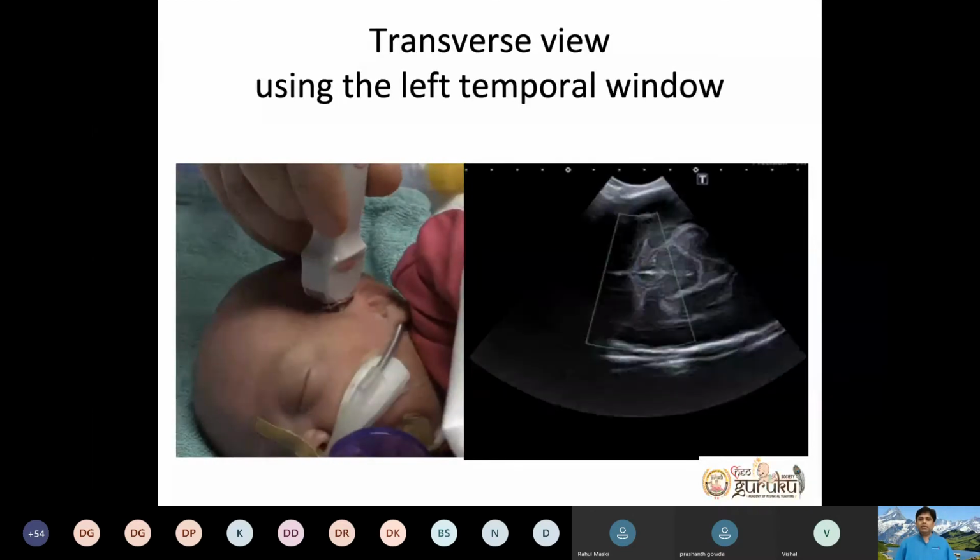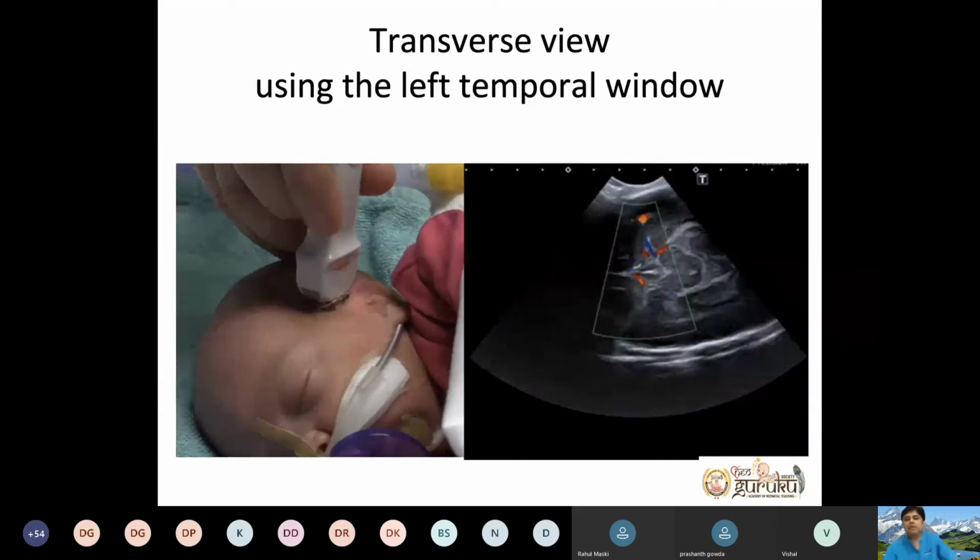You can place the color Doppler and get the circle of Willis. You can see the circle of Willis over there, where the middle cerebral artery and the anterior cerebral artery, the one which is closer, will be in the next slide. I'll show you.